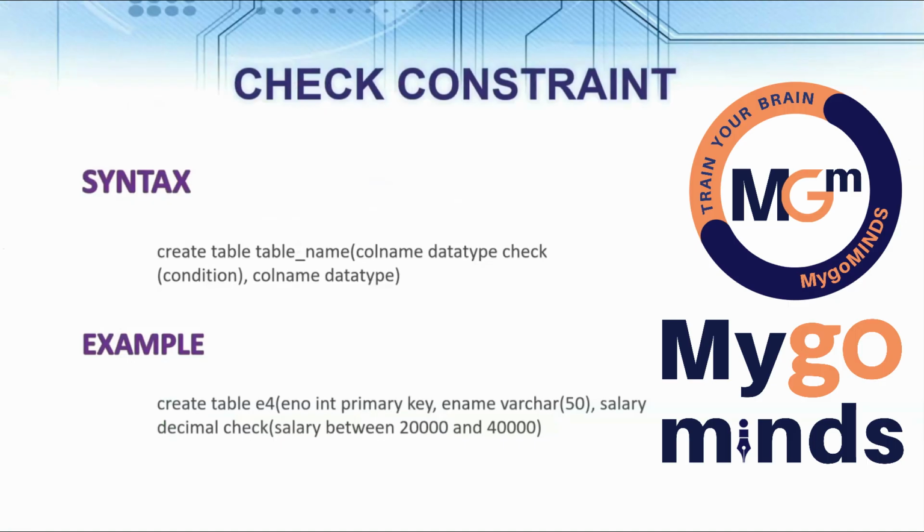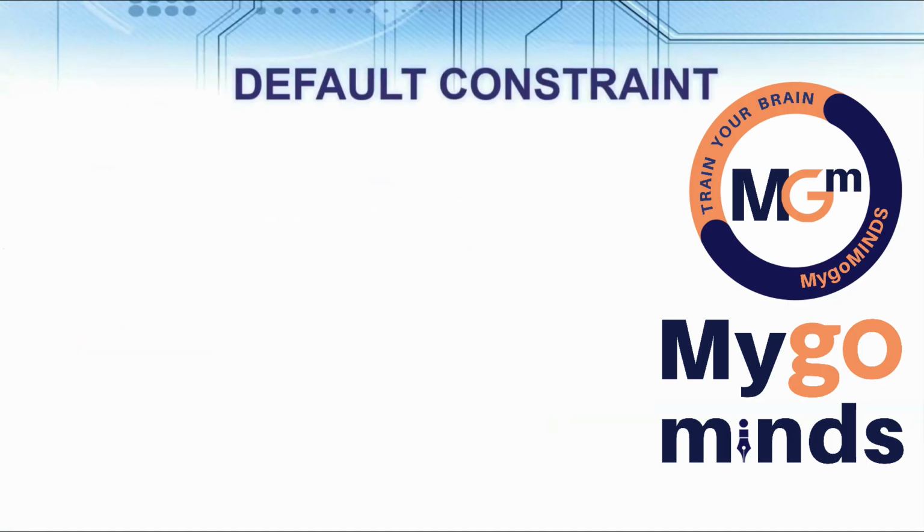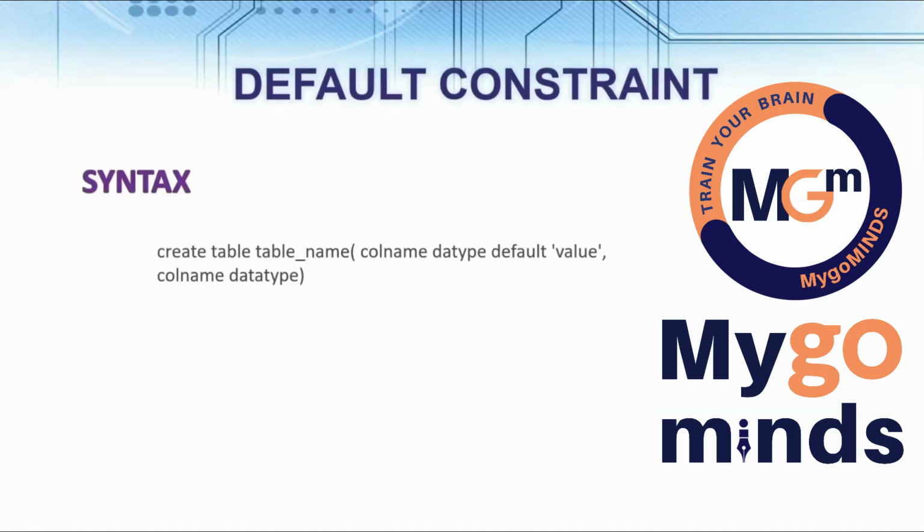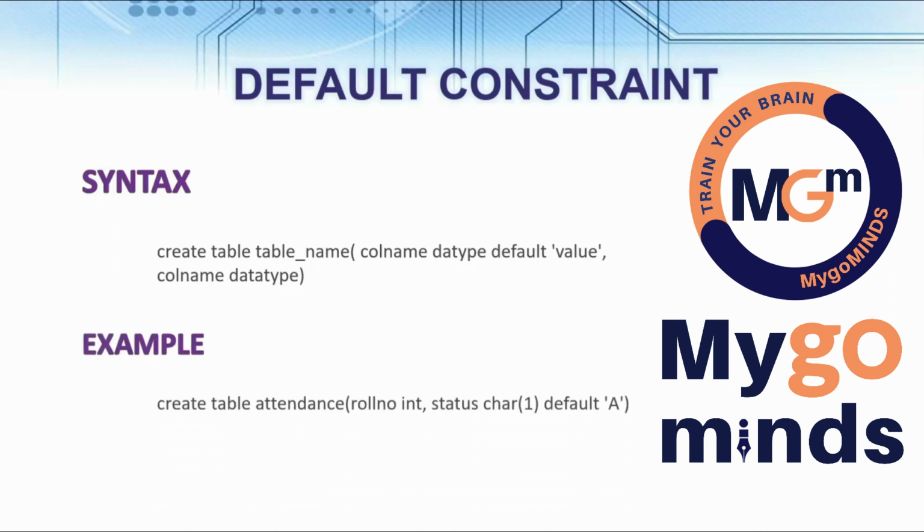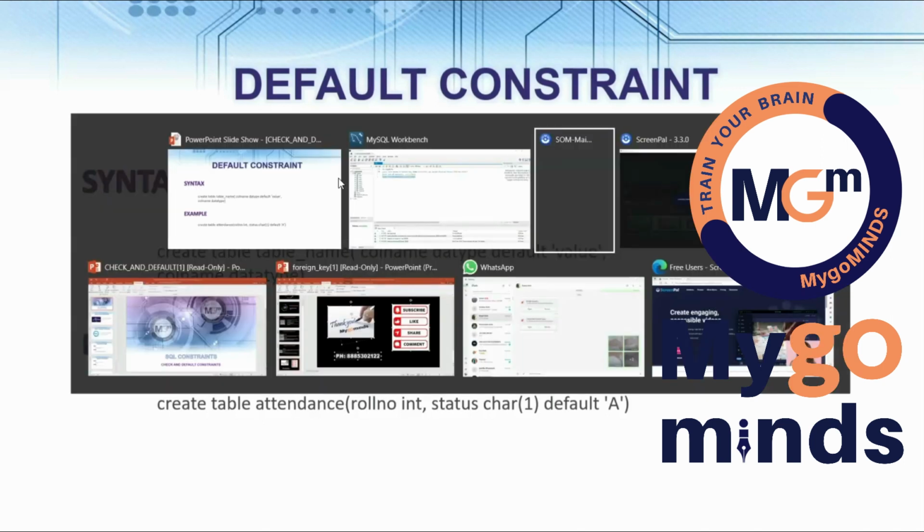Let us see the syntax of the default constraint now. The syntax for default constraint is: create table table name, column name data type default value, column name data type. The example for default constraint is: create table attendance, roll number int, status char of 1 default 'A'. Let us see this in the MySQL Workbench.